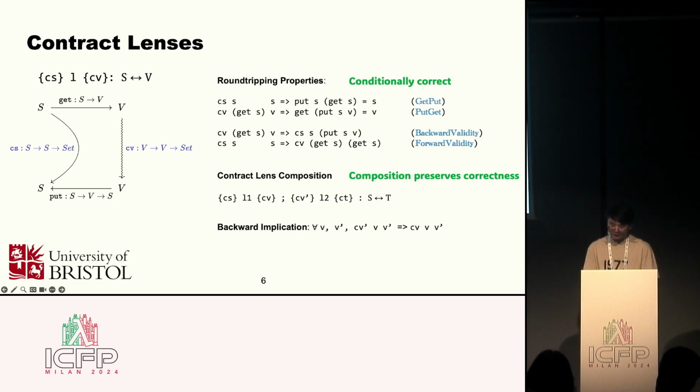meaning that it will satisfy the round-tripping properties. And also CS and CT become the source and view contract of the composed lens. But to formally prove this, we again need a forward implication that is a weakened property that all contracts are reflexive.